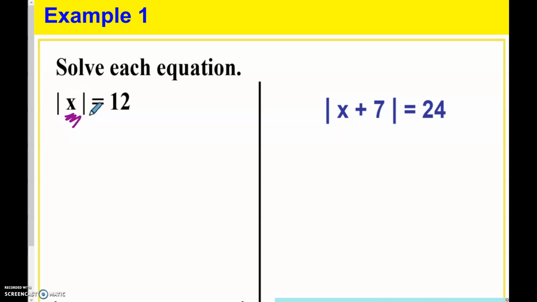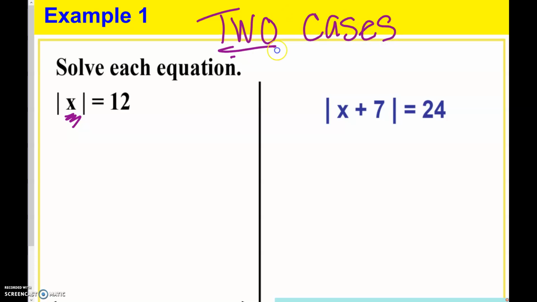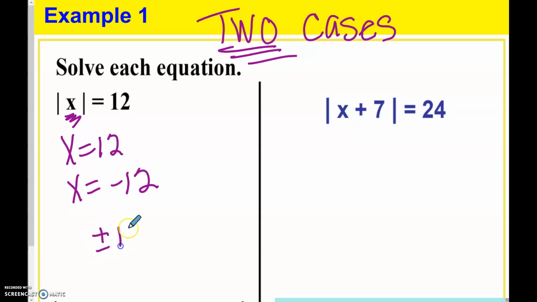Example number 1: what number could you put in here for x to get out a 12? And remember, we are always going to have 2 cases or 2 solutions for all of these. So we set up one as x equals 12, and the other is x equals negative 12. So we're done. And sometimes you see people write it like this, plus and minus 12. Probably not so much in our online learning, but if we were in person, you would see that a lot.